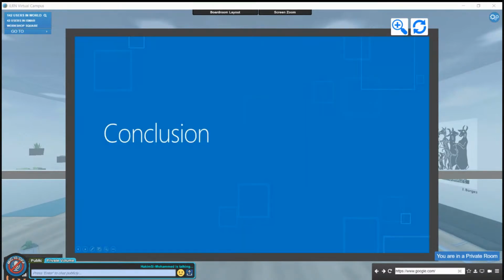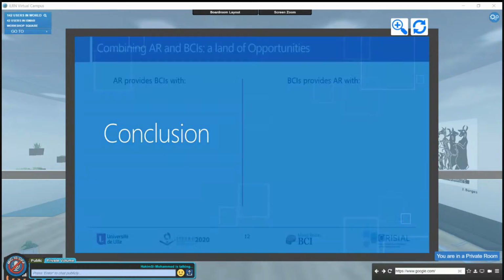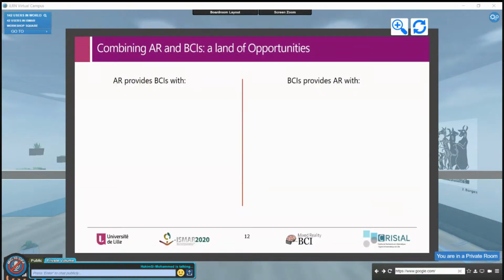And as a conclusion, with the title of the talk and to leave some room for discussion, the whole purpose of this workshop was to study the opportunities and the challenges raised by combining BCI and AR. So in terms of opportunities, as Felix has mentioned before, it is very interesting to notice this duality and how these two technologies can benefit each other.